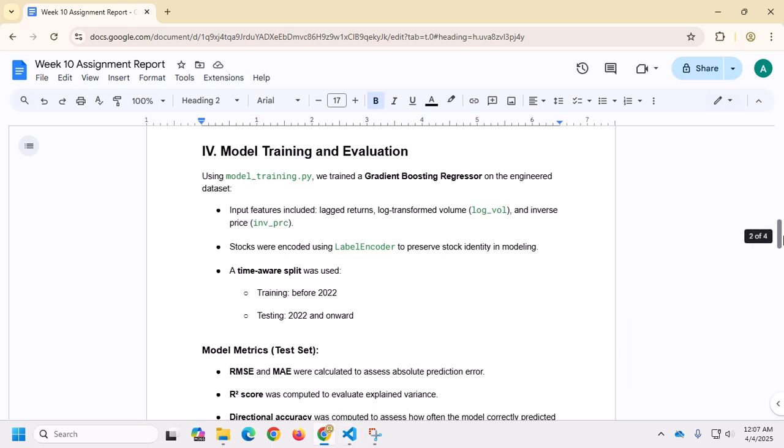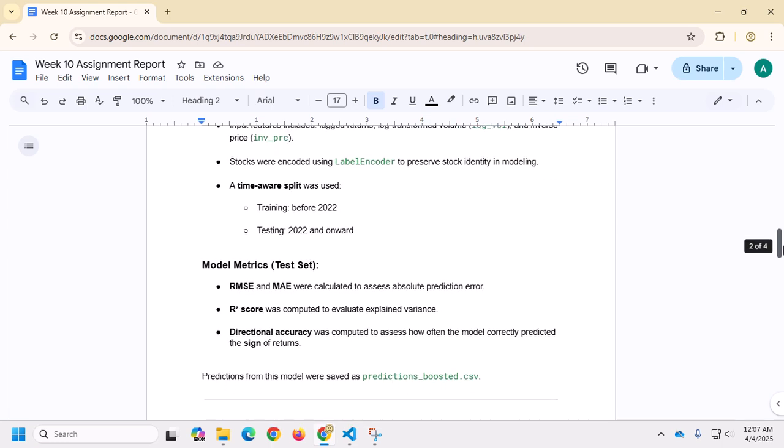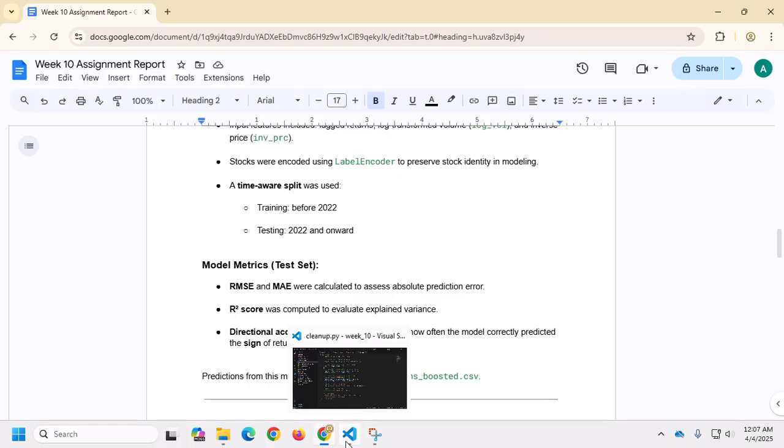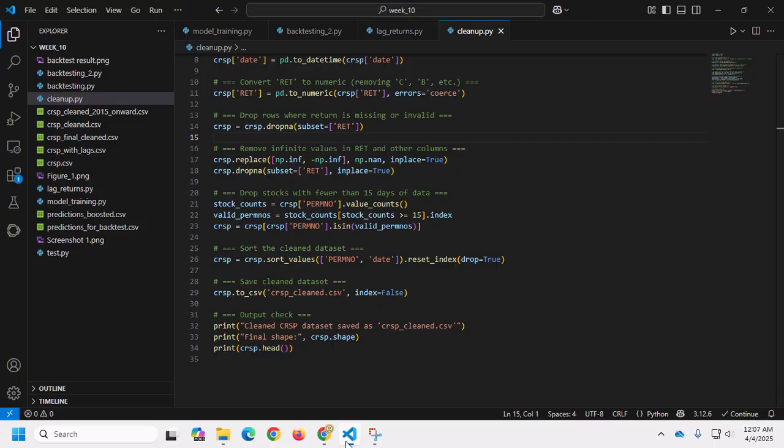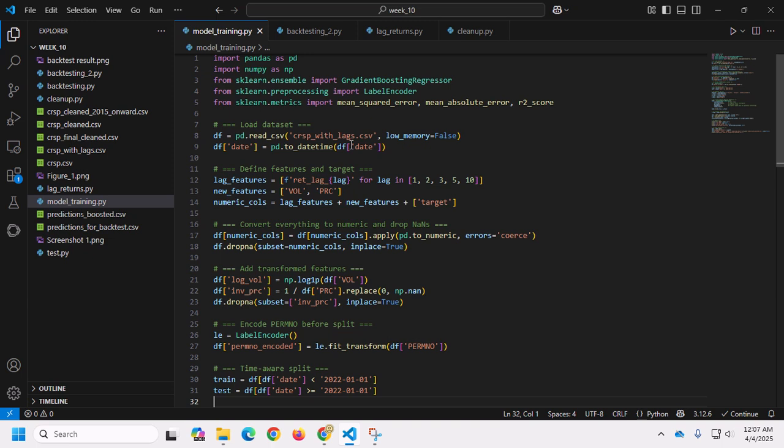And then basically these were the metrics that were used. RMSE and MAE were calculated to assess the absolute prediction error. R squared was also used, and then directional accuracy was computed to assess how accurate the model is. So jumping back onto the model training one.